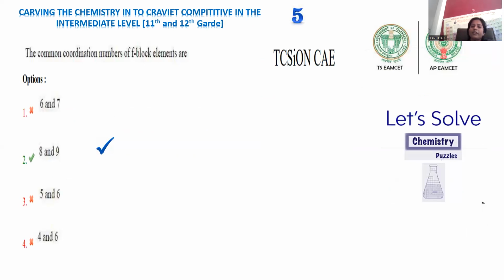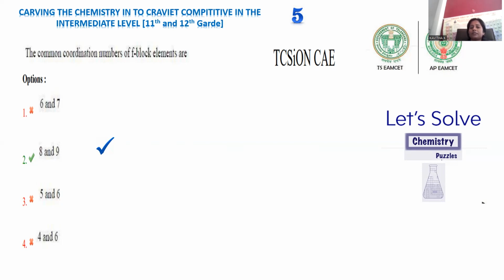Let's move on to question number 5. This is collected from the Gurukulam entrance examination for junior college lecturer. The common coordination number of F block elements are present in the periodic table, where the incoming electron enters the antepenultimate shell (n-2) f orbital, which gets filled with the electrons. So for F block elements, what will be the coordination number? What is meant by coordination number? Coordination number stands for how many bonds are present around the central metal, how many ligands are occupying around the central metal is called its coordination number.